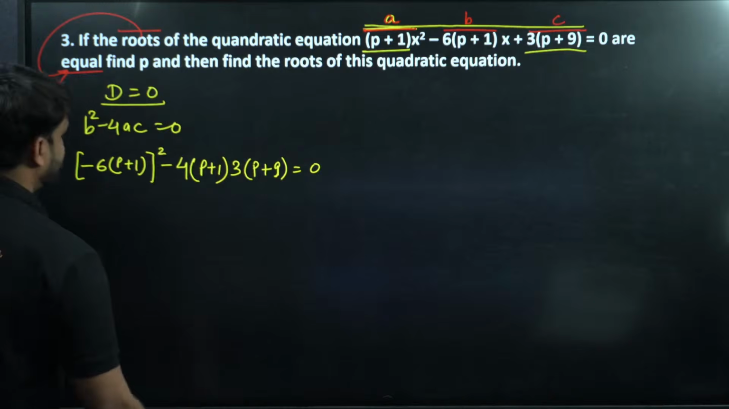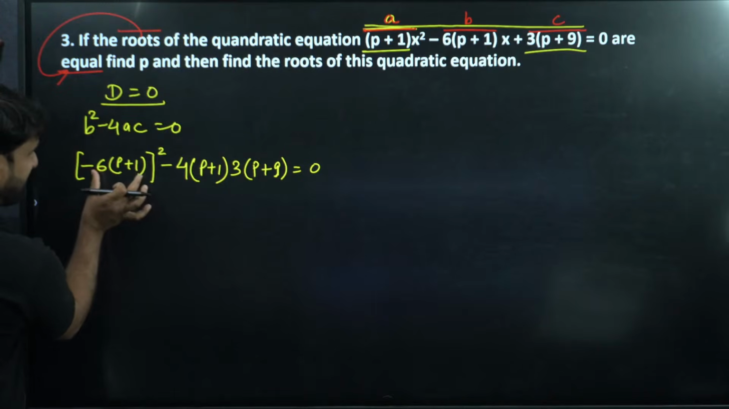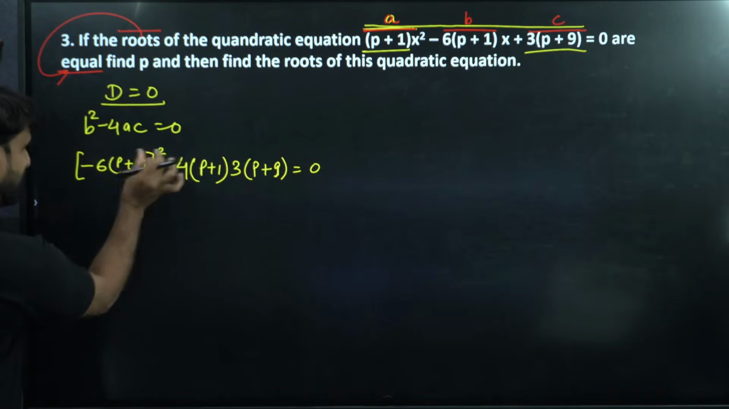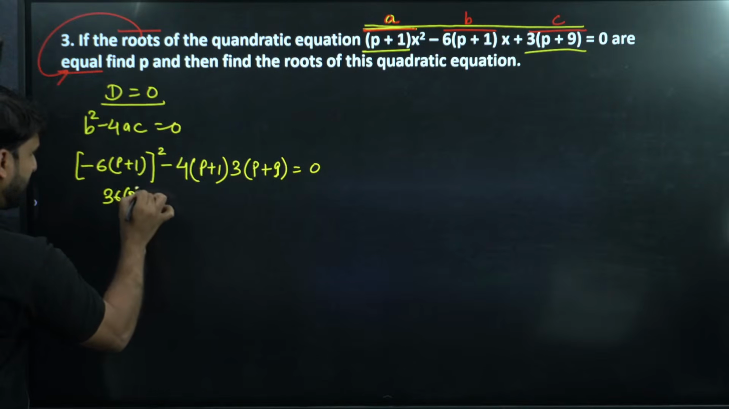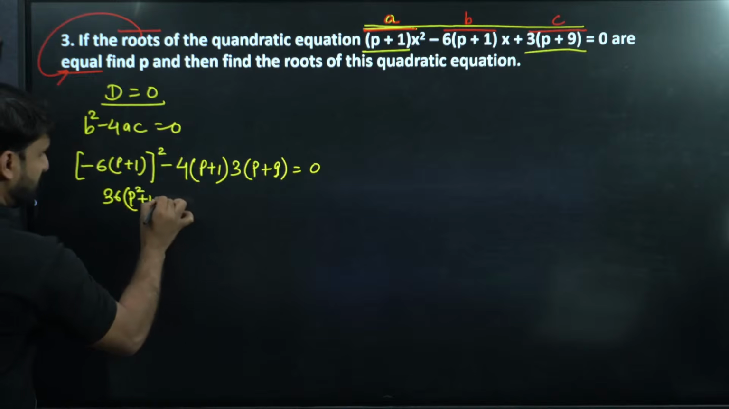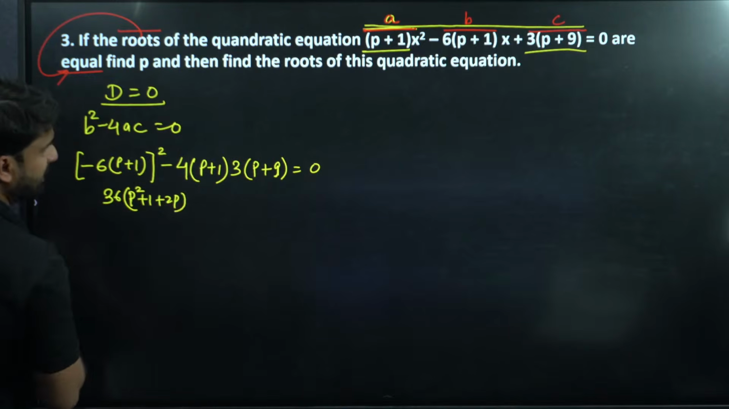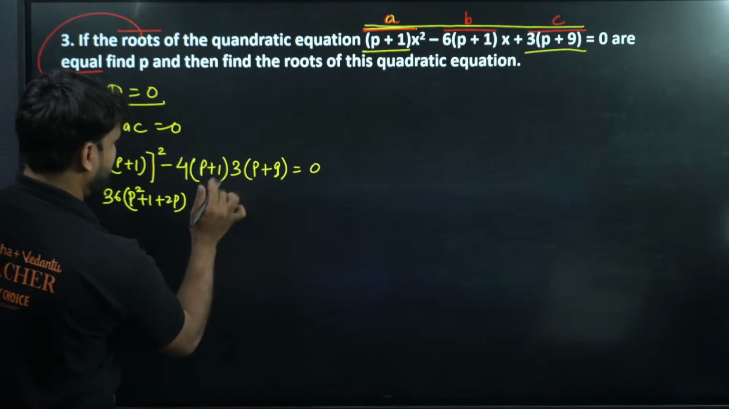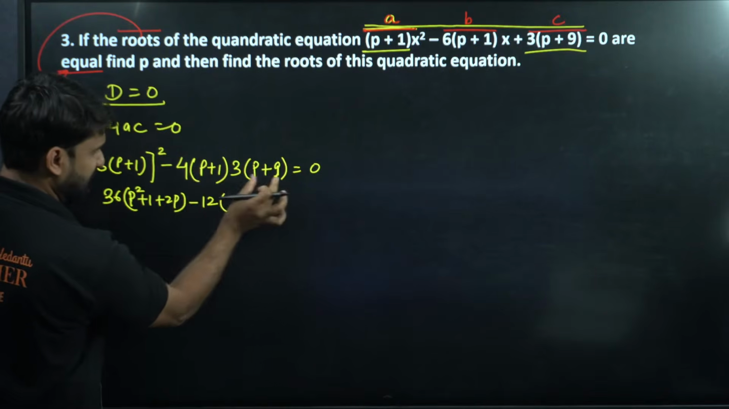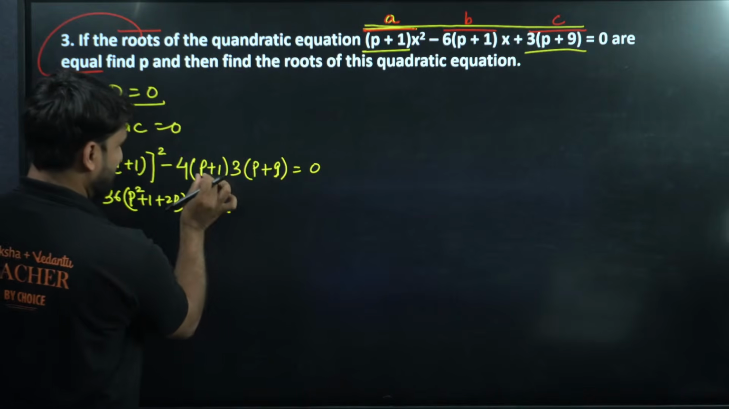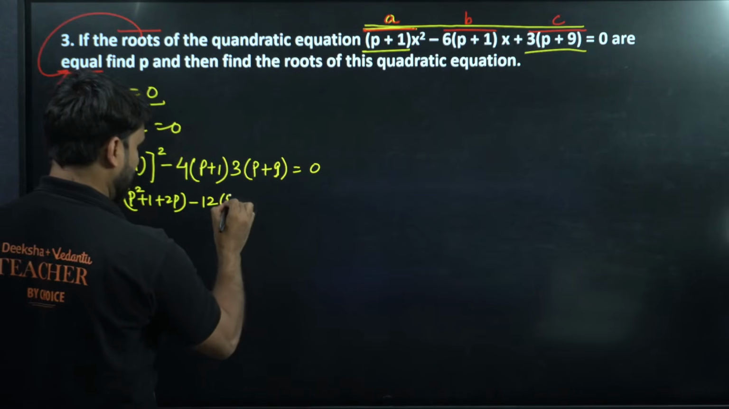Now solve this. So this bracket is under whole square. So minus 6 square will be 36. And P plus 1 whole square will be P square plus 1 plus 2P. Right? Now solve this. 4 3s are 12. So this is 12. And multiply these two brackets. So P into Q. This is P. Let's not multiply. Write it as it is.